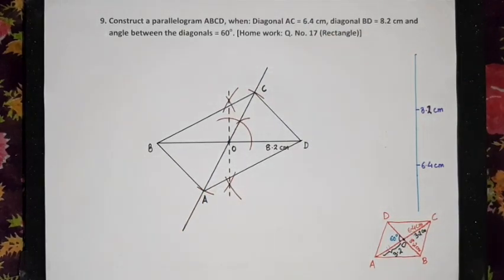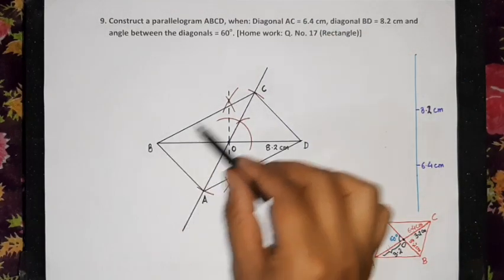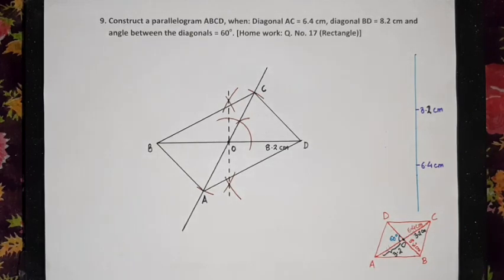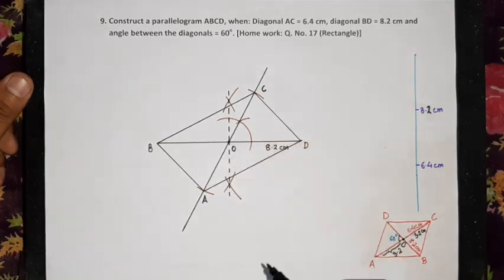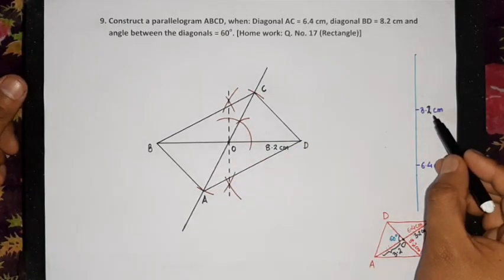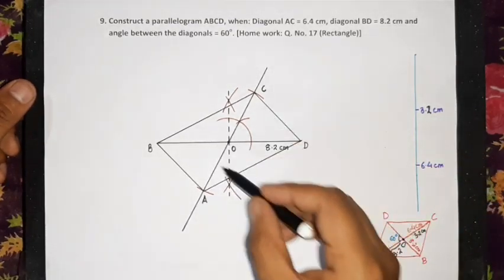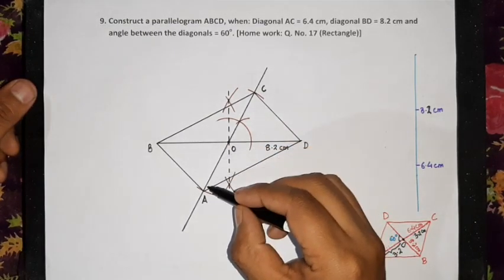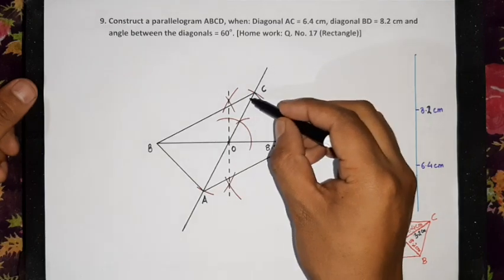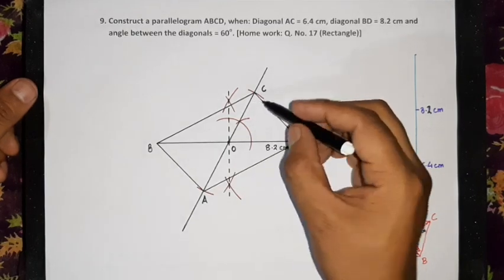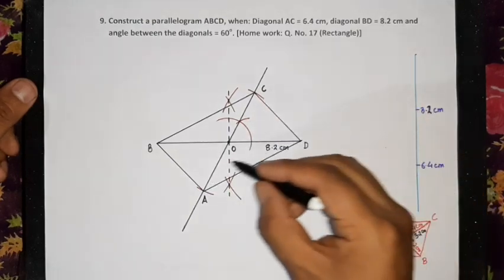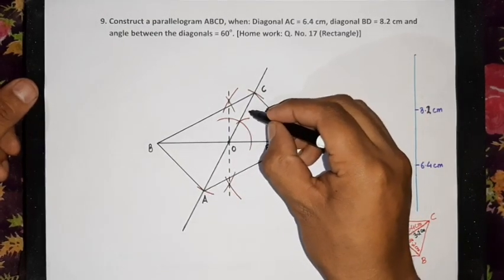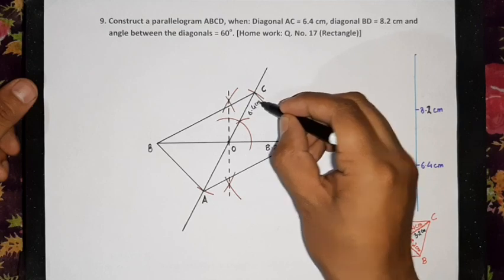Now if you see here carefully, ABCD is what kind of figure? It is a parallelogram, okay, and you have seen that from here to here AO is how much? It is 3.2. You can measure after constructing the parallelogram. So from here to here is going to be 3.2 and from here to here is going to be 3.2. So we see that from A to C it's going to be 3.2 plus 3.2, which is 6.4 centimeter.